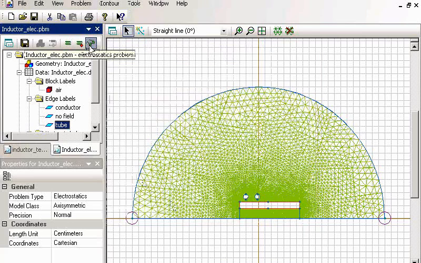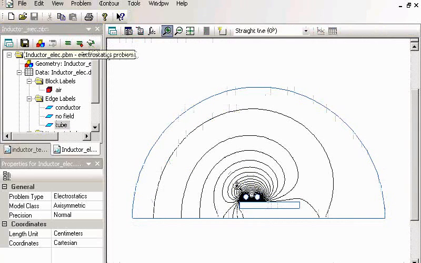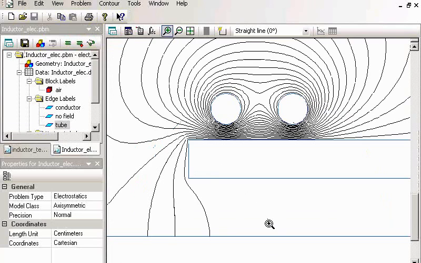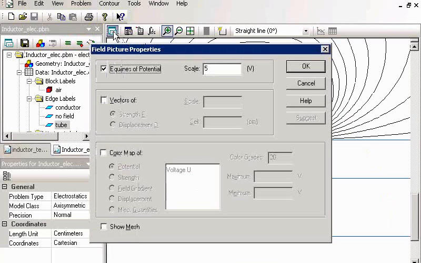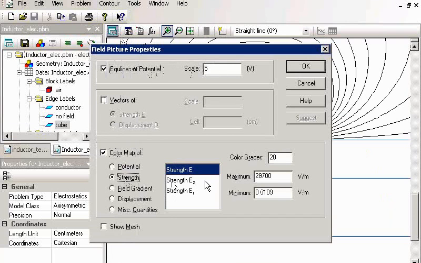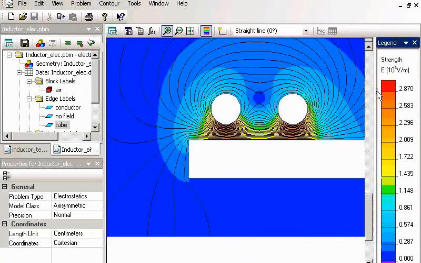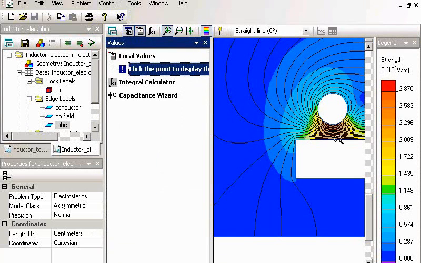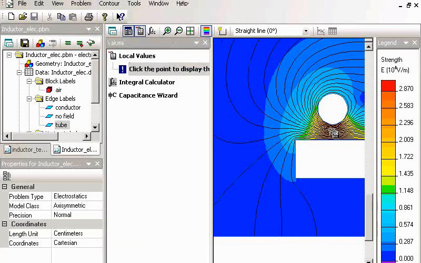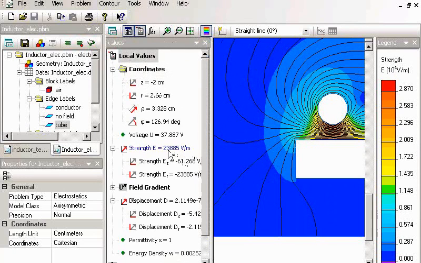Now let's take a look at the field picture. Again, you can adjust the field picture, you can see the potential lines, and now this is the color map, the electric field strength color map. And you can calculate local values and see the electric strength at different points.